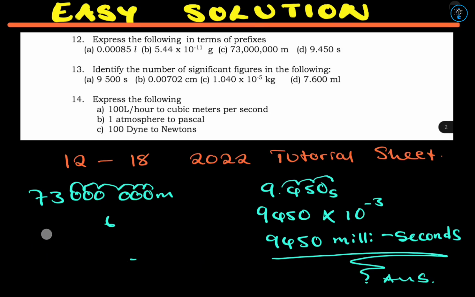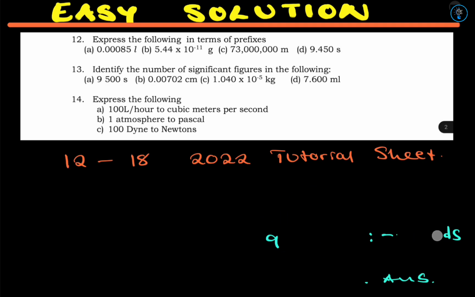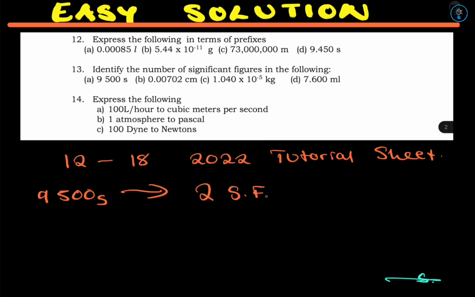Okay, let's jump to 13. On 13, we are told to identify the number of significant figures in the following. We are given the first one as 9,500 seconds, and we are told to state the number of significant figures. By the way, if you are not familiar with how to state the number of significant figures of a given number, you can watch my video titled Significant Figures. In this one, we have two significant figures.